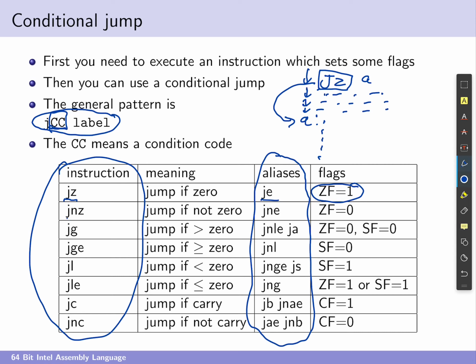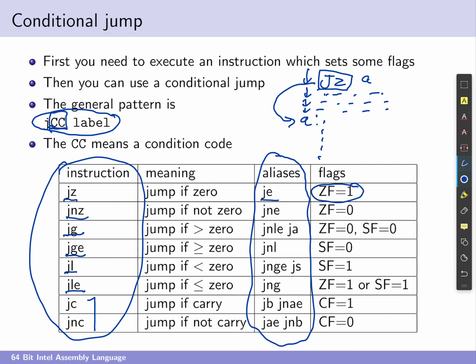We also have jump not zero, so if the last computation was not 0. JG, so this is jump if greater, and it simply means that if the last computation ended up resulting in a value that was strictly positive, we end up jumping. We then have greater or equal, so positive or 0. Jump less, so negative, and less or equal, so negative or 0.